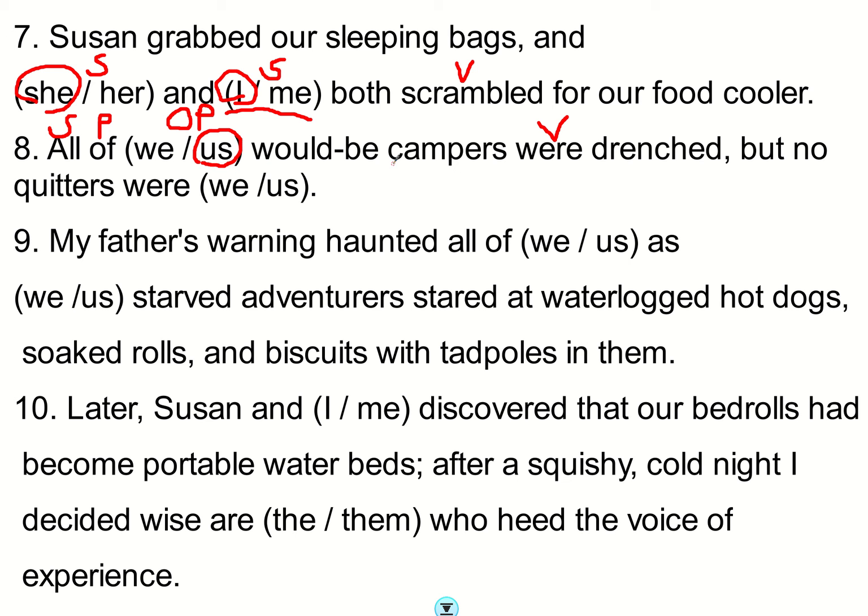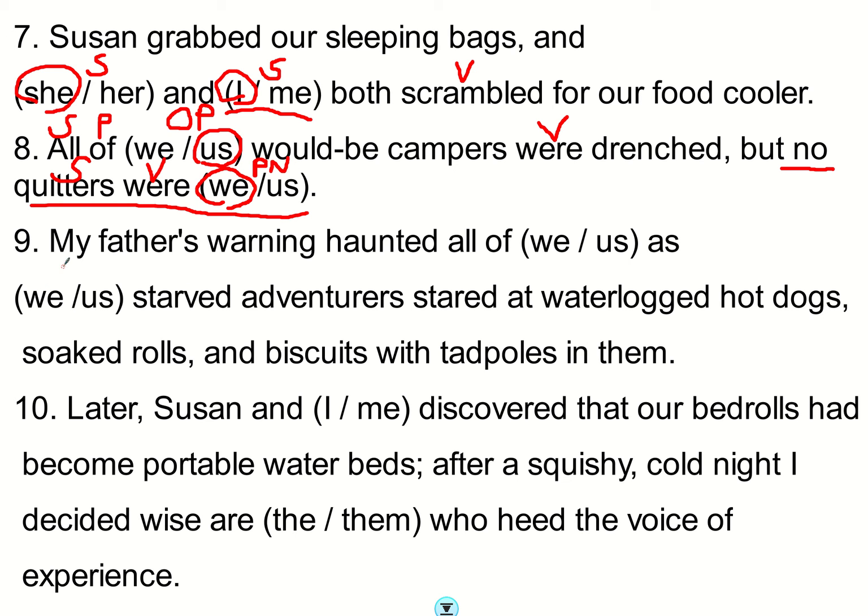So all of us would be campers, were drenched. And then we looked at the second half of the sentence, no quitters were we or us. And to be honest, neither one of those sounds very great. No quitters were we. No quitters were us. So we're really not going to get anywhere by just asking ourselves what sounds right. But quitters is the subject, were is the verb, were is a linking verb, which means that whatever comes after it is a predicate nominative, which means the answer is supposed to be we. That's why it's so important that we're able to identify the part of the sentence, because it's not always reliable to say, oh, this one sounds right. It's a predicate nominative, so it's definitely nominative case.